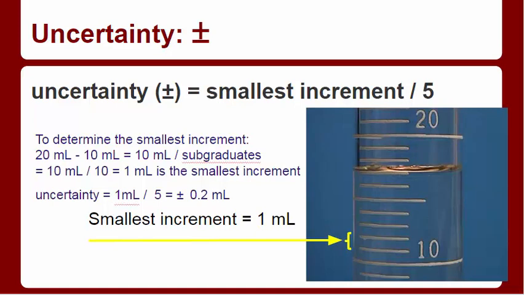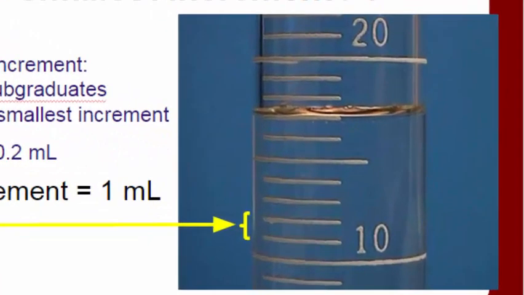So how did we get that plus or minus 0.2 again? I'm going to talk about that a little bit more. Where did that plus or minus value come from? Well, we have to know what the graduations are. Those are the big lines with the numbers. We have a value of 10 and a value of 20. The difference between 20 and 10 is 10 milliliters, so between these two big lines is 10 milliliters.